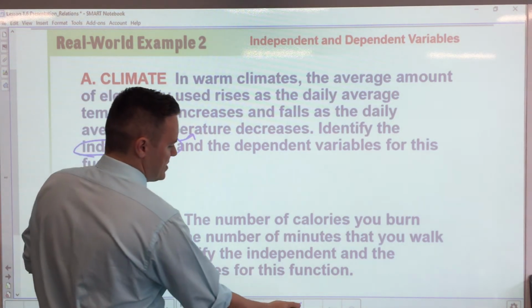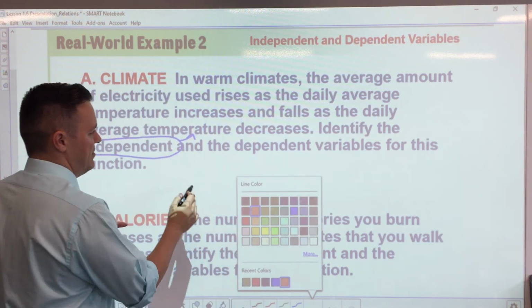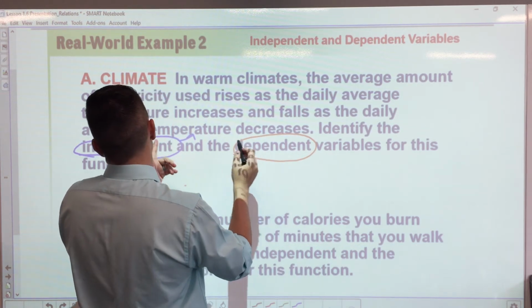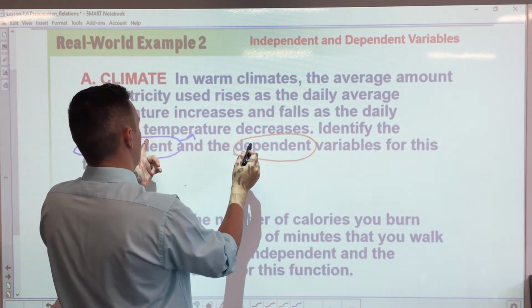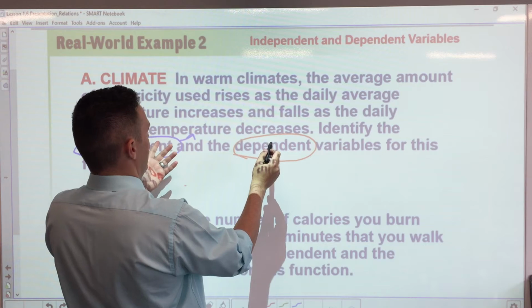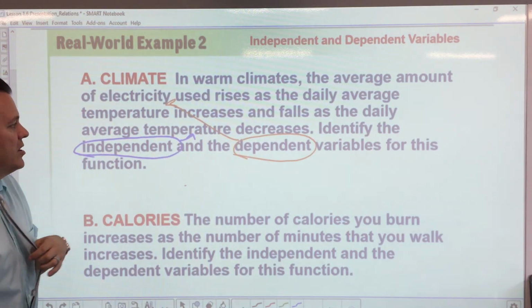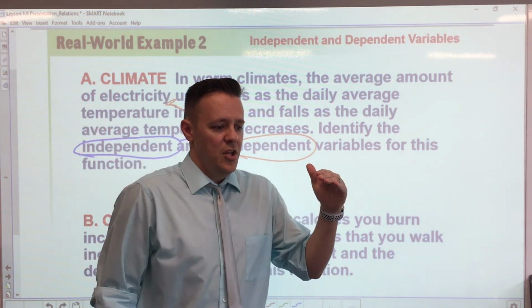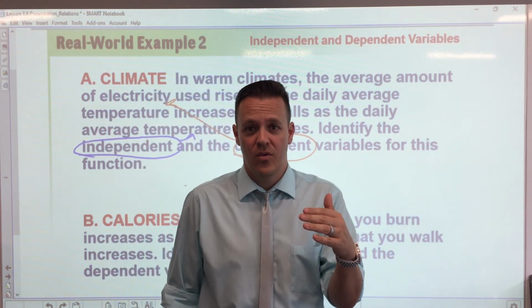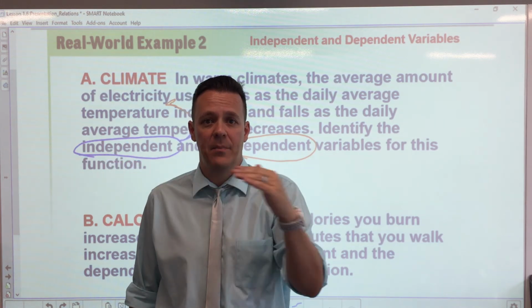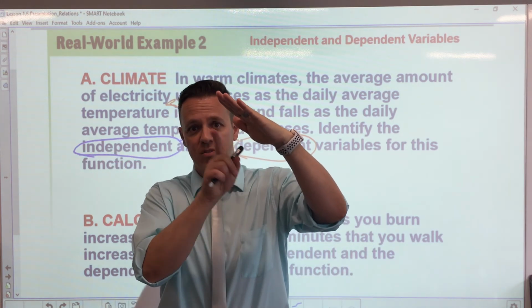And then what happens is, ladies and gentlemen, what is the dependent variable? The dependent variable is the other one, which is the warm climate's average amount of electricity. Sorry, I was looking for the word electricity. All right, the reason that's saying is you can't control what? The weather. But as the weather goes up and down, guess what happens? When the weather changes, the electric current changes.